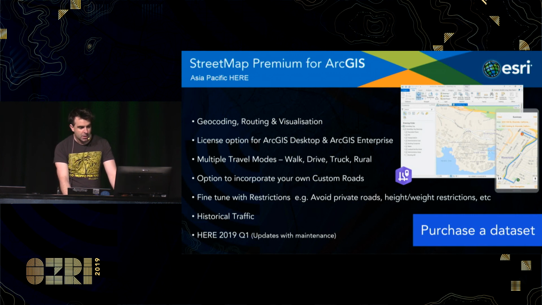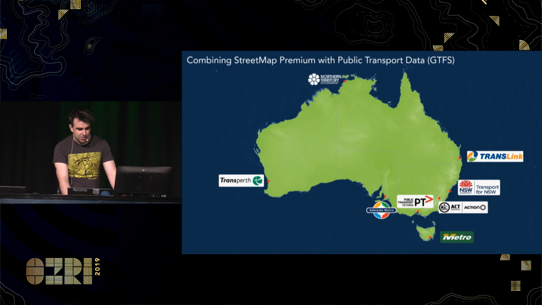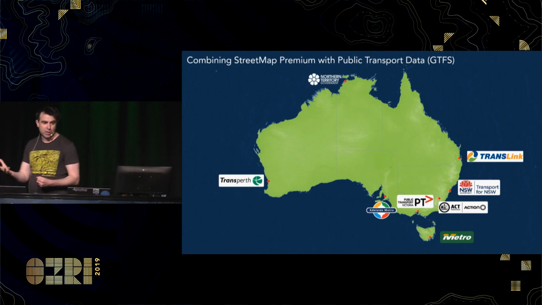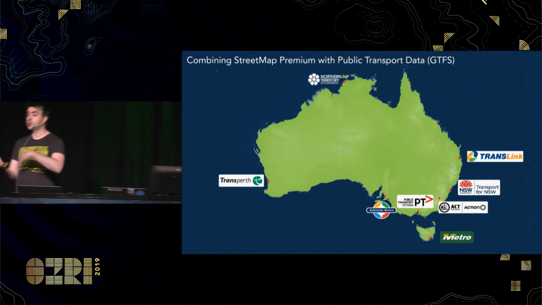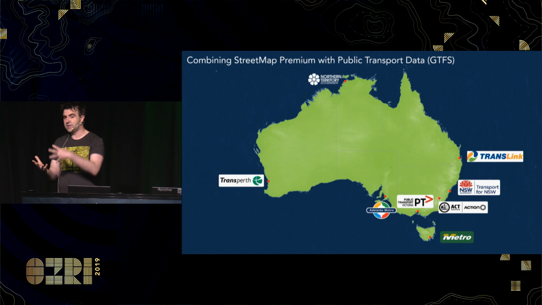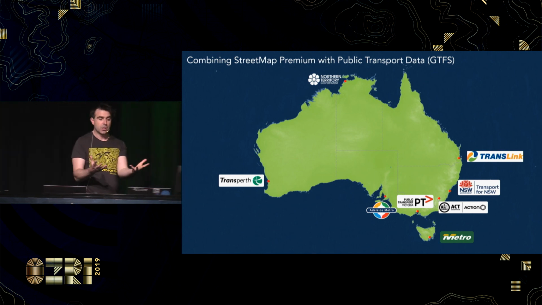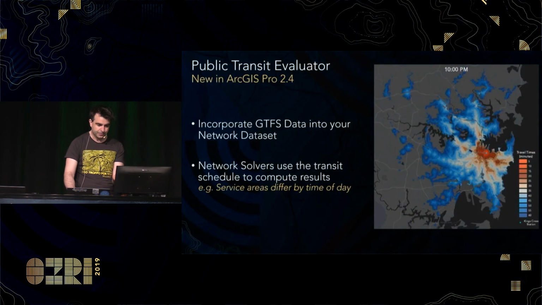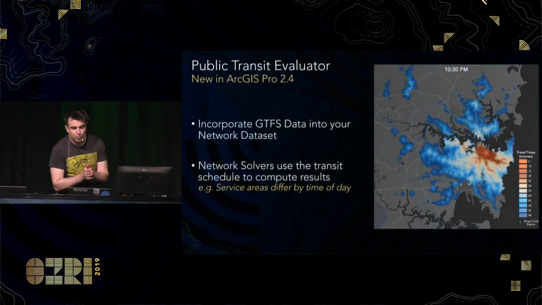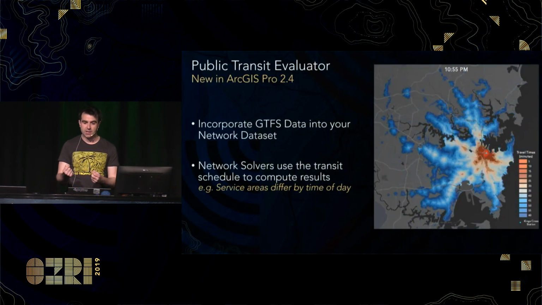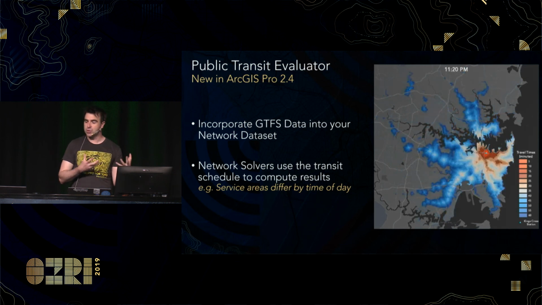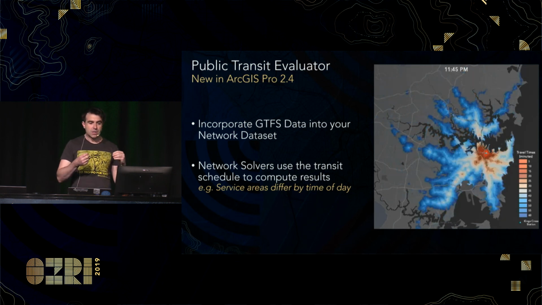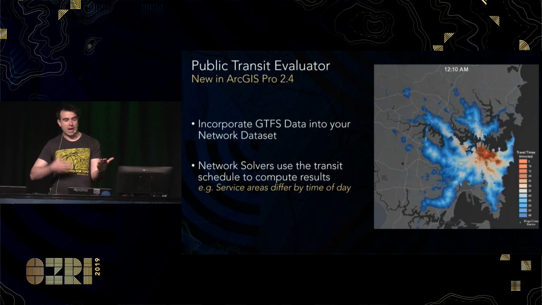And you can also combine it with other data sets. So the transit data, up here with TransLink, you can combine the timetable data that TransLink offer with a StreetMap data set. It doesn't have to be StreetMap Premium. It could be OpenStreetMap. And the timetable data that's in the TransLink data set, in ArcGIS Pro 2.4, you can now build a network data set that incorporates that public transport timetable data. So then you combine it with the street network and this timetable data.